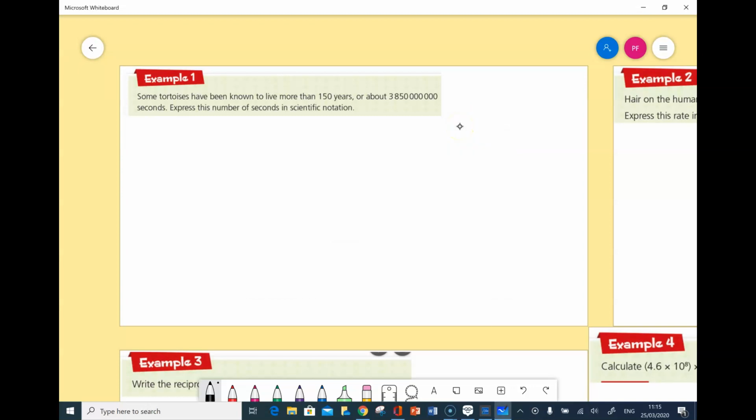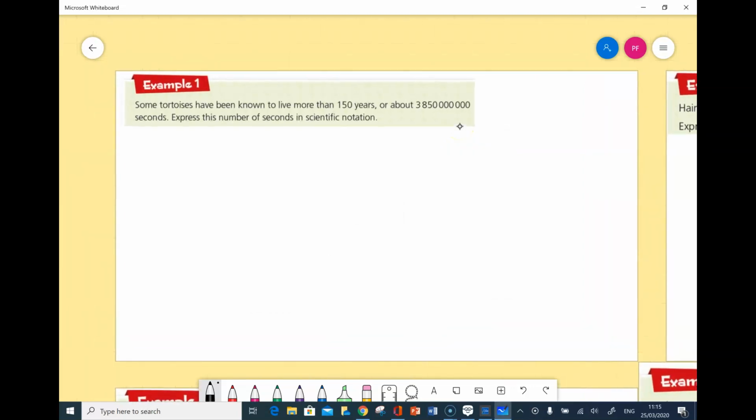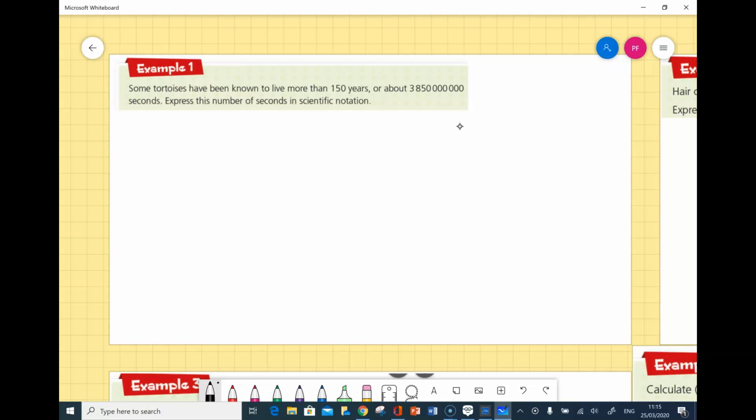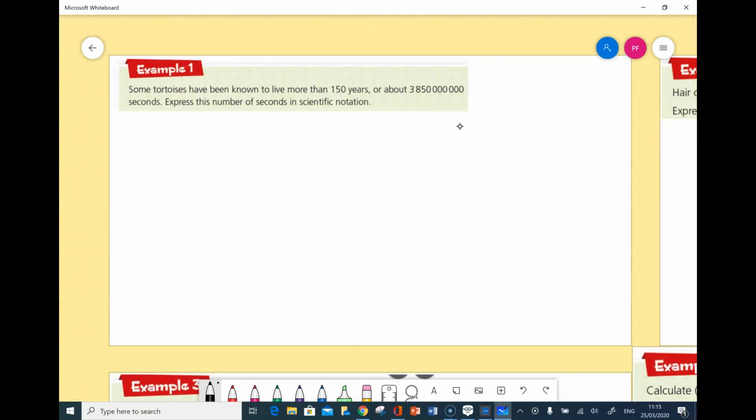Okay, so this is scientific notation. Some tortoises have been known to live more than 150 years. Or in other words, that is 3,850,000,000 seconds. Express this number of seconds in scientific notation.